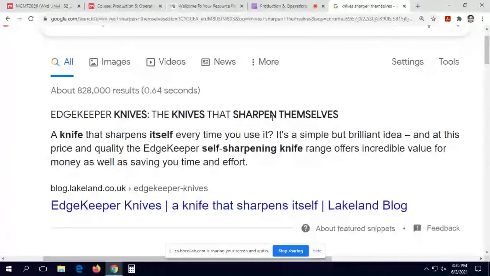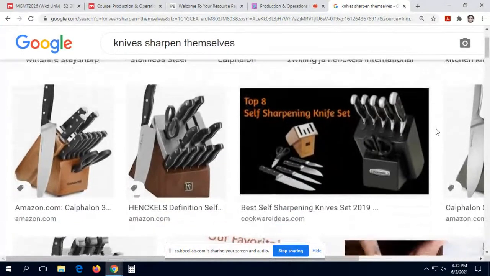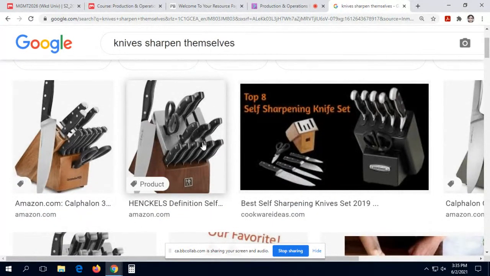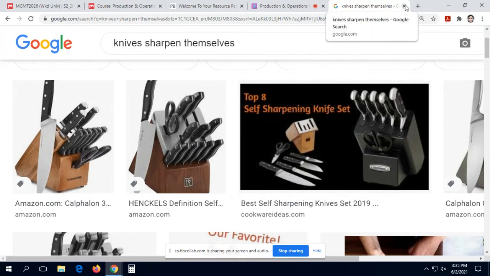Let me share it again. Yes, look at this. As you can see on your screen, the knives that sharpen themselves. A knife that sharpens itself every time you use it. It's very interesting. And then there are other types of things like these, where you put it back in this area. I don't remember the name exactly of which knives I was looking at. I would really have to search to find out. But run a search on this, self-sharpening knives, something like that. You put them back in this, and then they sharpen themselves. It's quite interesting.